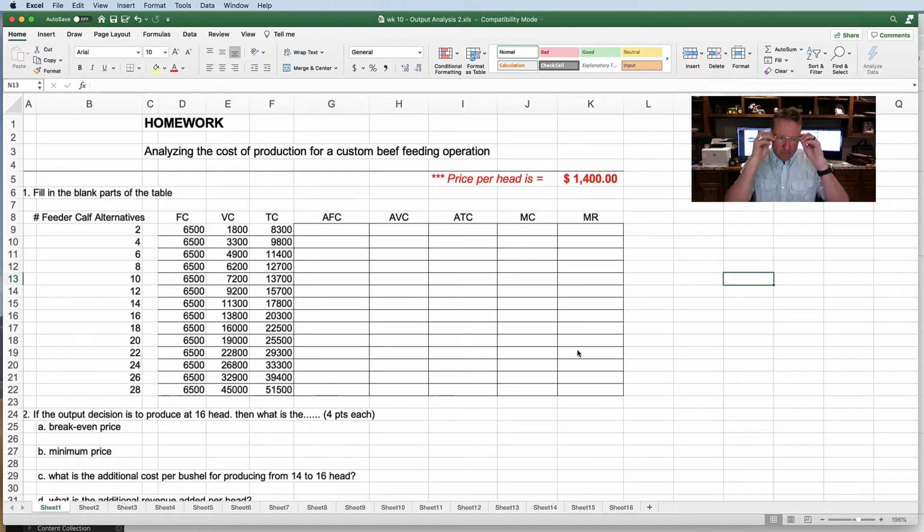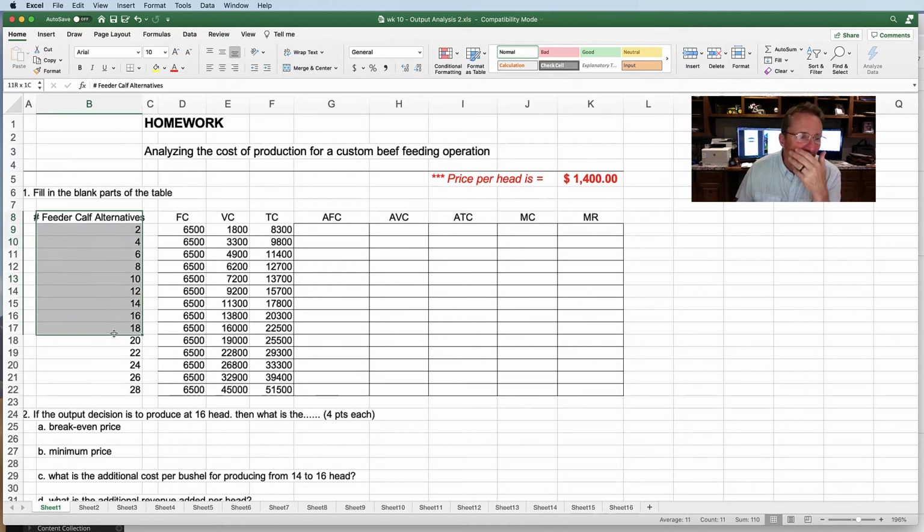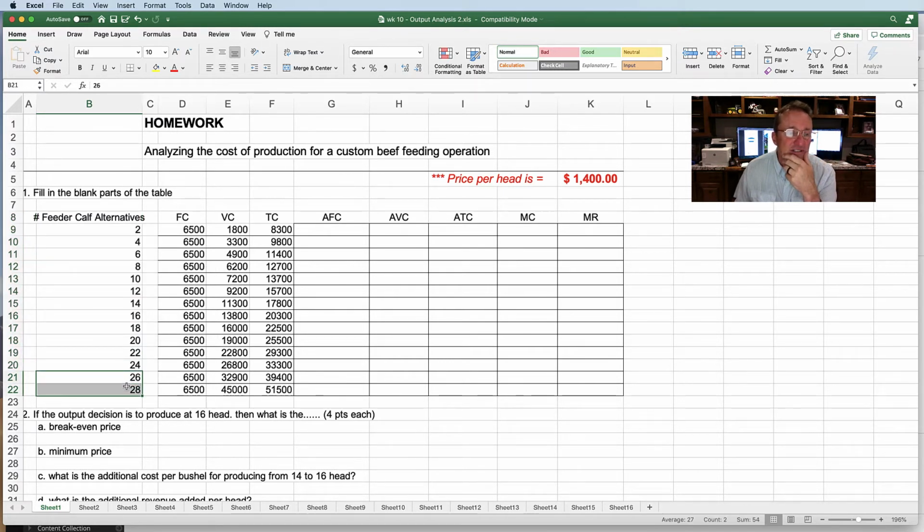All right, you can see here we've got our calf decisions. We can put 2 out here, 4 out here, 6 out here, 8 out here, make it simple. It goes up by 2 every time. So every decision is a change of 2. You've got fixed costs that are related, so that's like the pens, depreciation, insurance, stuff that's not going to change. You put 2 out there, you've got the same cost. You put 28 out there, you've got the same cost. Variable cost is the one that changes.